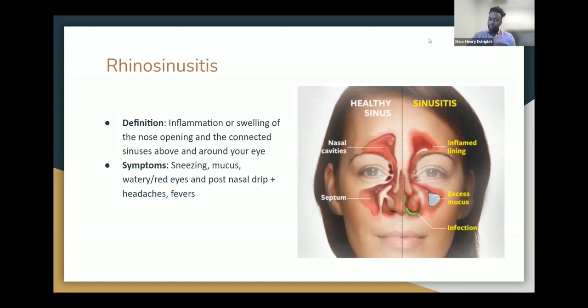So very much connected to seasonal allergies and allergic rhinitis is rhinosinusitis. Now we're moving up and talking about the sinuses, which are an area of the head that connect to the nasal passages. And so rhinosinusitis is essentially inflammation and swelling of both the nasal openings, canals, and the sinuses above them and around your eyes. Very similar symptoms of sneezing, mucus production. But then now you have an associated headache and fevers that sometimes come in as well. Oftentimes patients will describe it as pressure in this portion of their face, like something is just pushing down on them.